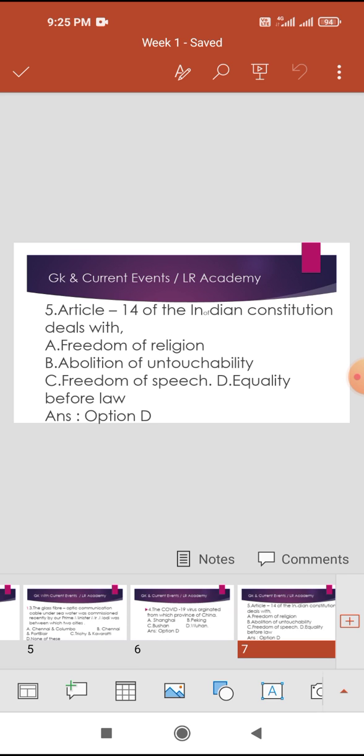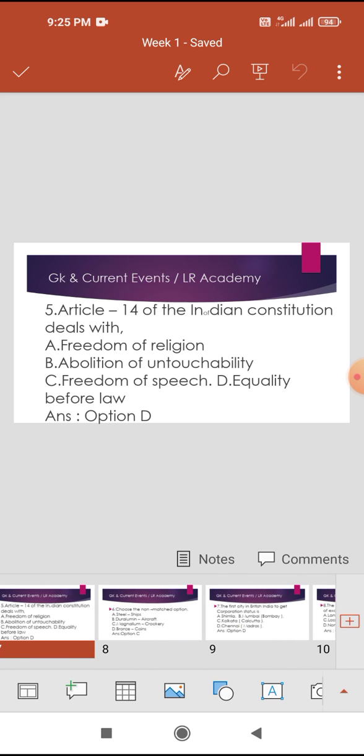Question number 5. Article 14 of the Indian Constitution deals with, option A, freedom of religion, option B, abolition of untouchability, option C, freedom of speech, option D, equality before law. Again, I repeat, Article 14 of the Indian Constitution deals with, the right answer is equality before law. Option D.